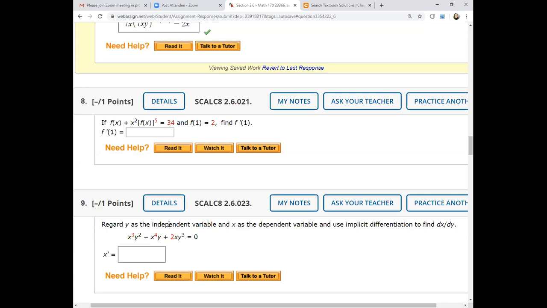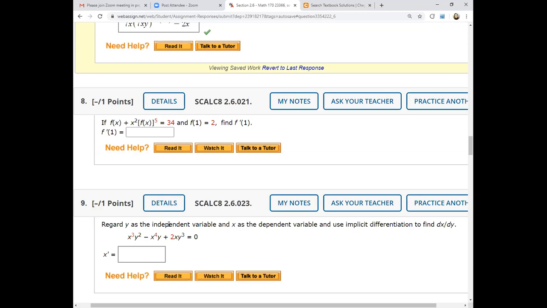Now the second part is a product again, so I have to do the product rule. The first function is x squared. The second function is the quantity f of x to the fifth power. So I do the derivative of the first function, the derivative of x squared is 2x, times the second function, which is f of x to the fifth power.